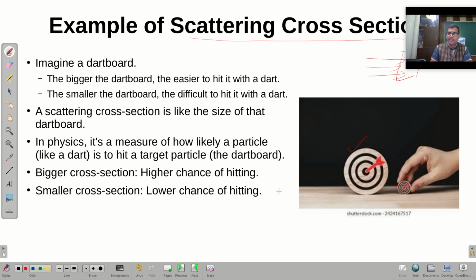Say this is one dartboard and this is another dartboard. If I am throwing a dart in this direction, a few darts may hit and a few may go outside. Sometimes that may also happen. So scattering cross section is like that. It is related to the area of the target, right? In a very simple sense, that is how I look at it.